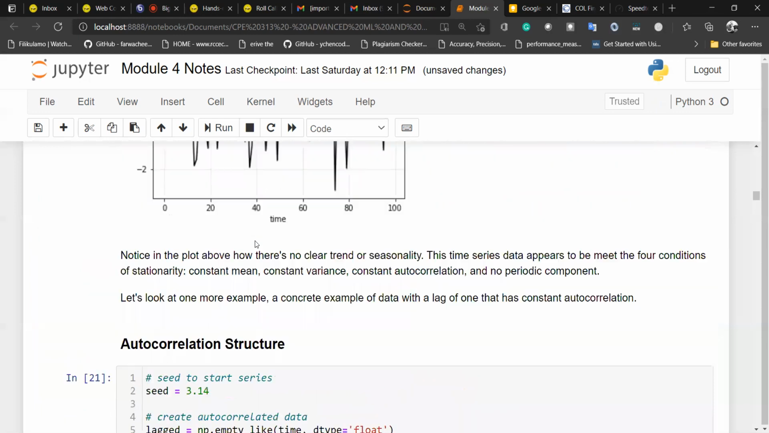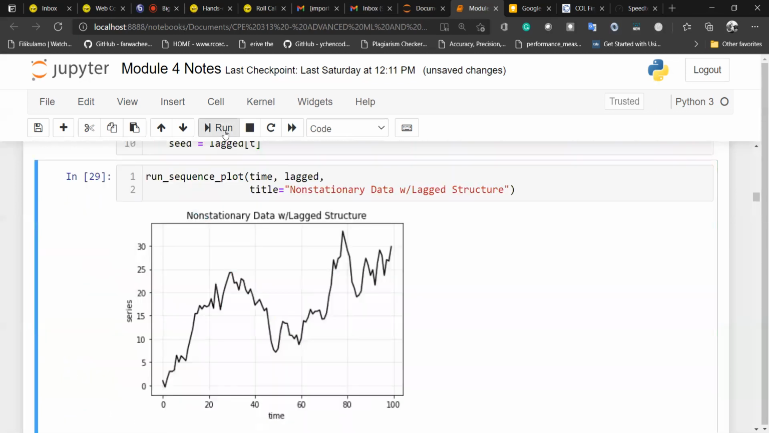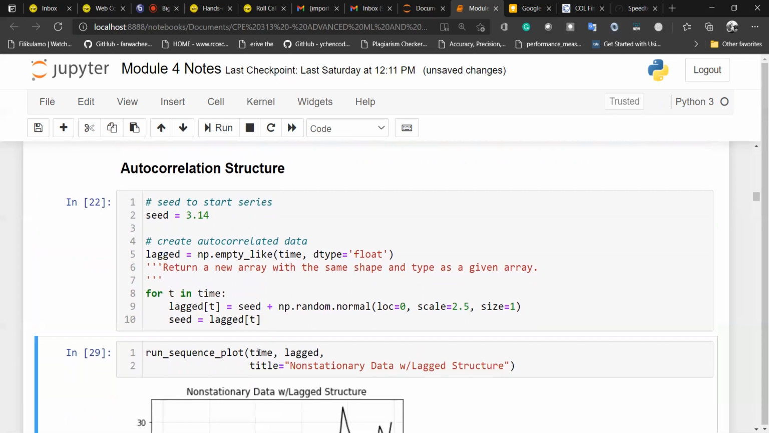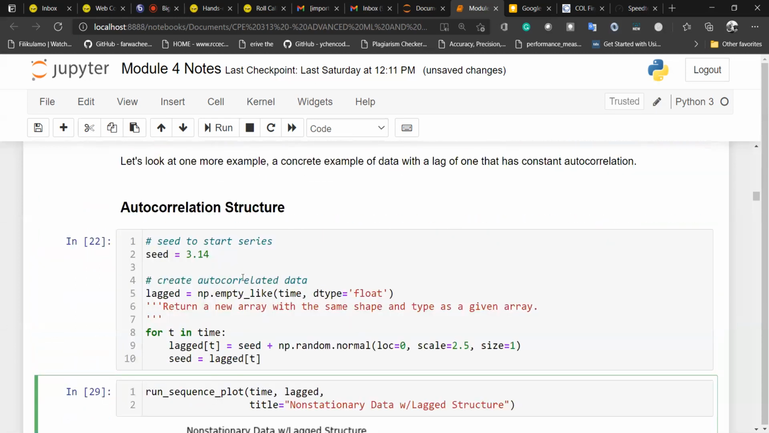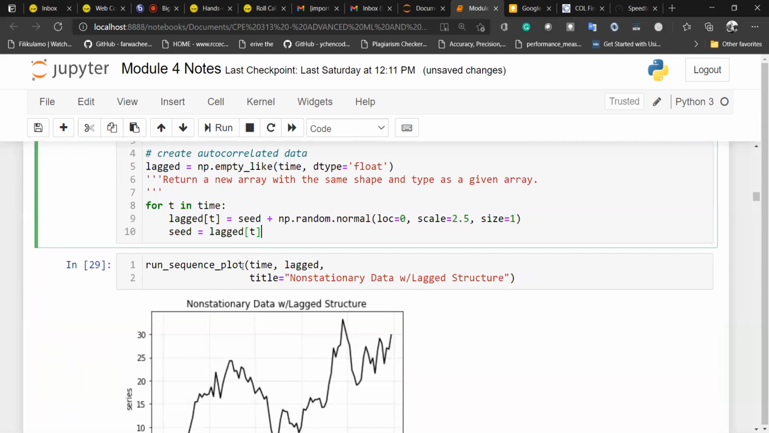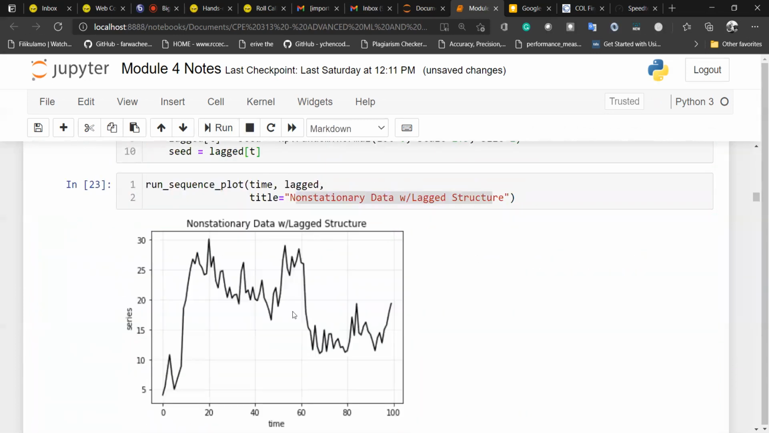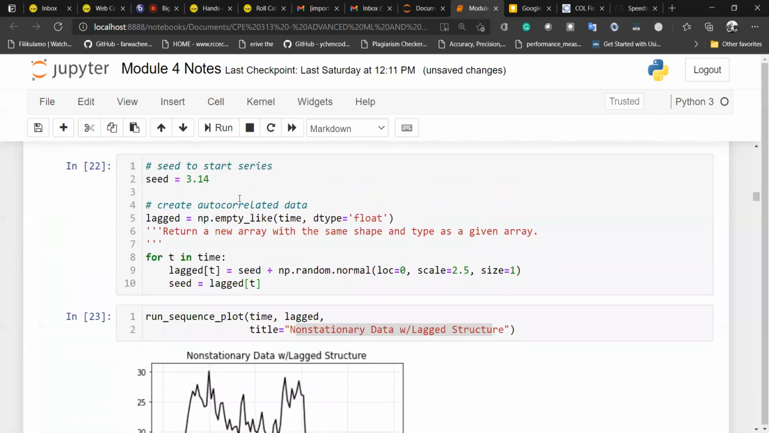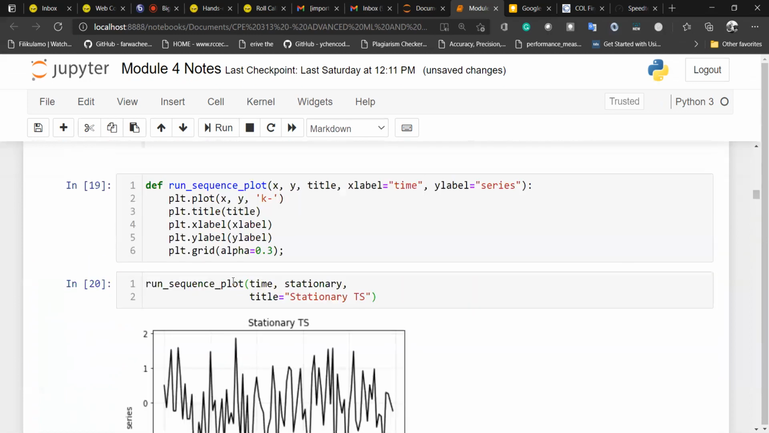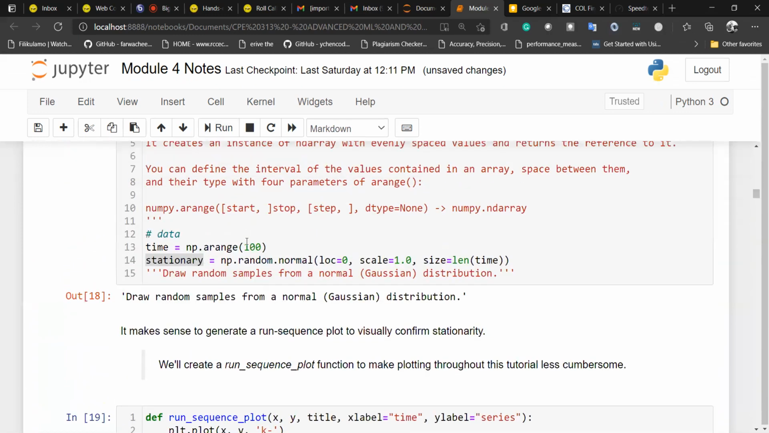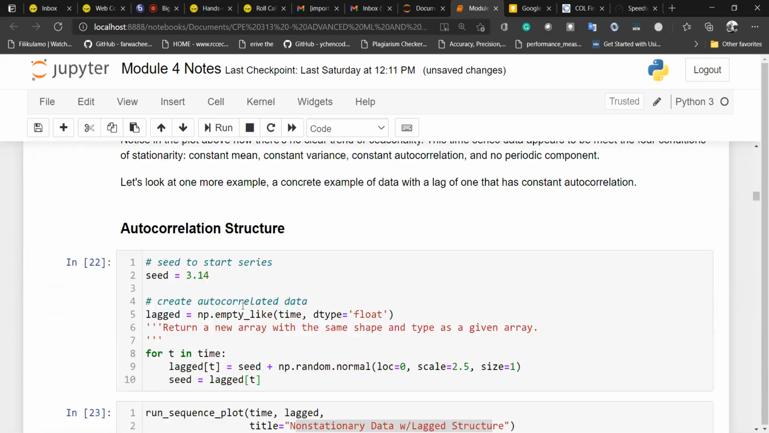Of course, we need to run this one first. Okay, and then we run. Okay, we run this now. So we try to run now the sequence plot, and we use the title non-stationary data with lag structure. So this is now the look of the time that we created. We created time earlier, right? Our time is basically an array of 100.